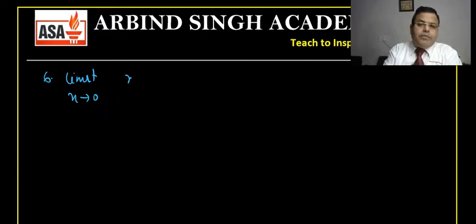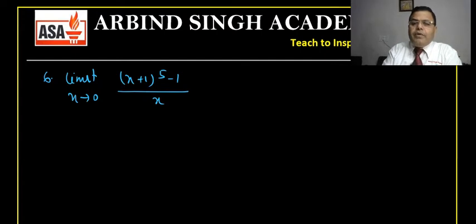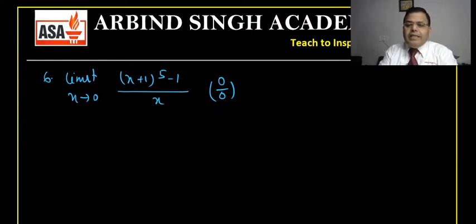Limit x tends to 0, (x plus 1) to the power 5 minus 1, divided by x. If I put x equal to 0, then here it will be 1 to the power 5, that is 1 minus 1, 0, and x is 0, so it will be the form 0 by 0. So we will not do this. In that case, what will we do? We will either transform them, or we can use substitutions. The best way to do this is using a formula also, but method 1, I am telling you that you can solve this limit like this.